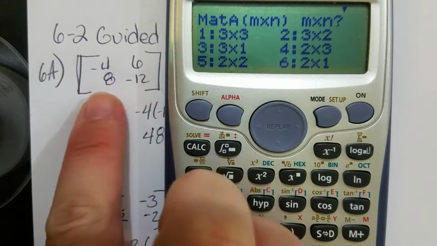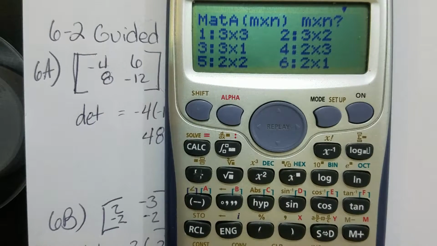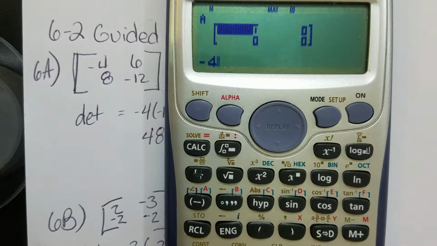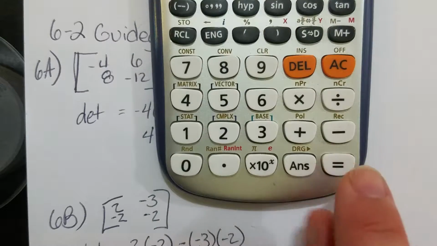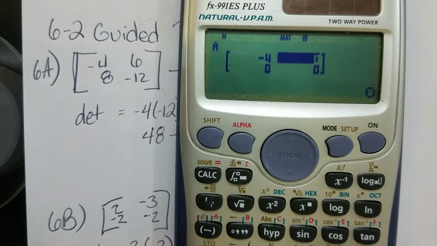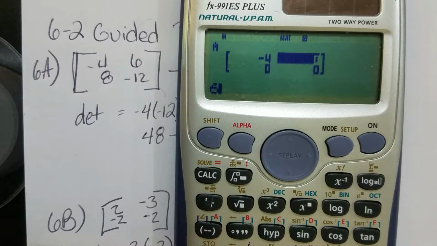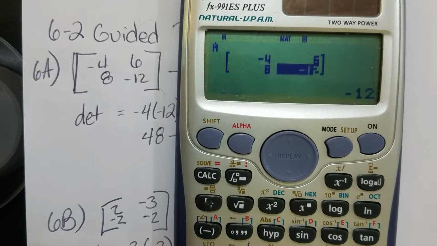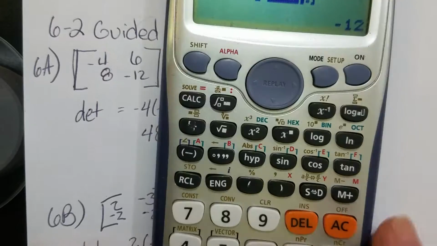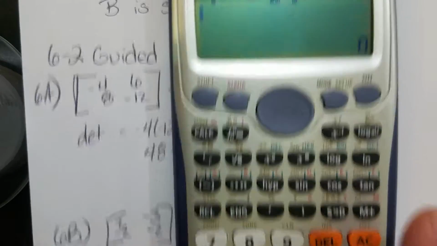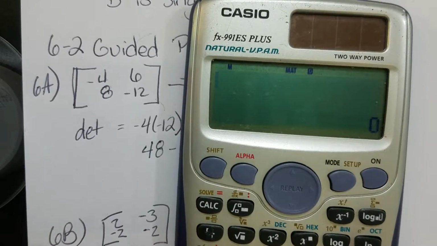This is a 2 by 2, so I'm going to pick number 5. And I'm just going to put the numbers in the way you see them. So I do -4 and then hit the equal sign, and it basically moves on to the next spot. So 4 equal, 6 equal, then 8 equal, and -12 equal. Okay, so to save that, you can press the AC or the on button. Either way, it'll go sort of to your normal screen.